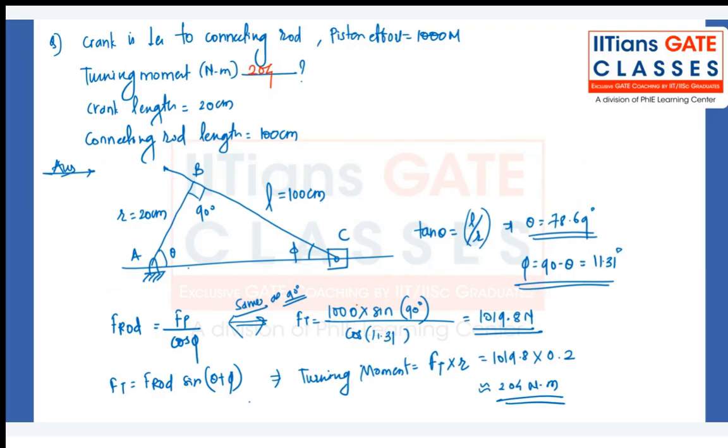Okay, so this is not that difficult. The only thing is you should know the F rod formula and the Ft formula, and from that how to calculate the turning moment. This is a very special case where your Ft is equal to F rod because the angle between the connecting rod and the crank is 90 degree.